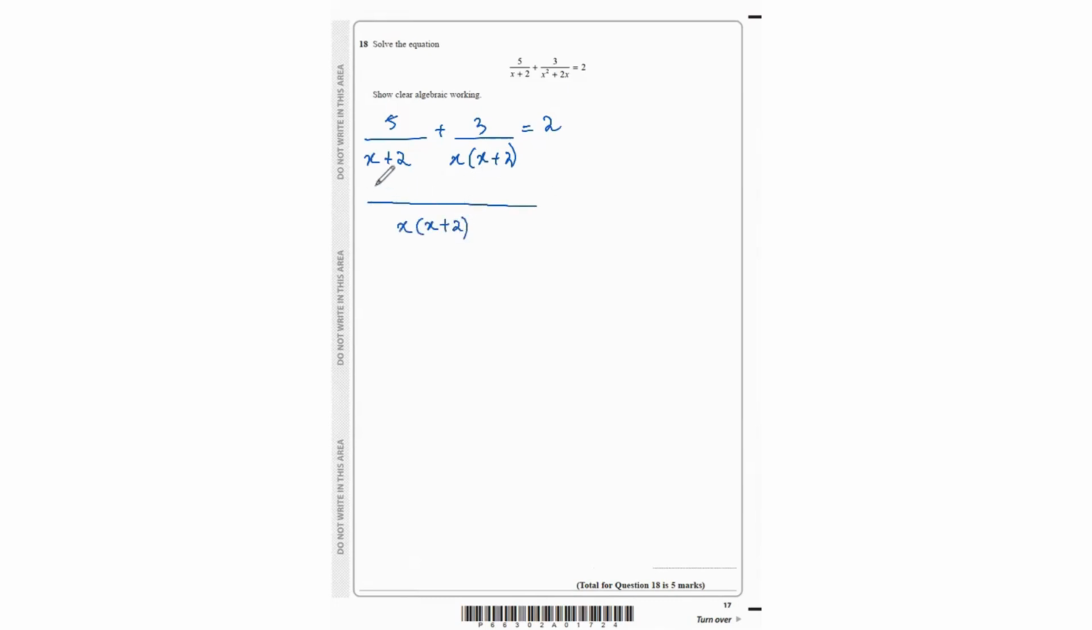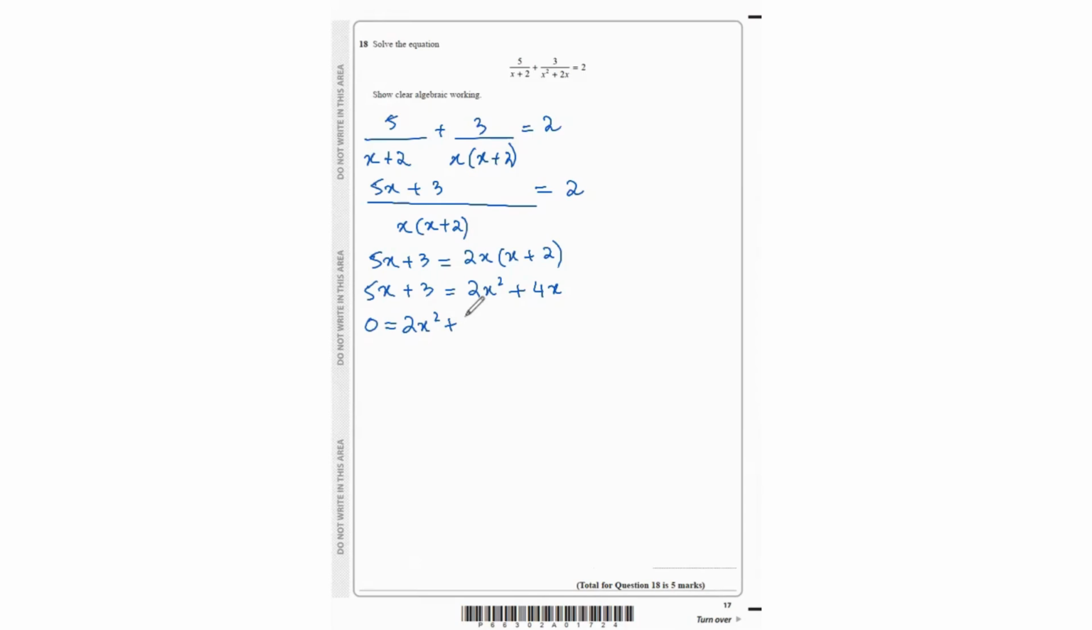So we multiply 5 with x and the 3 comes as it is. Cross multiply. 5x plus 3 equals 2x times x plus 2. 5x plus 3 equals 2x squared plus 4x. Collect all the terms on one side.